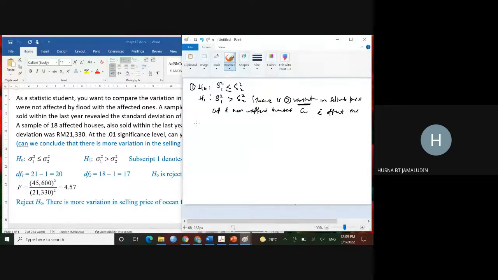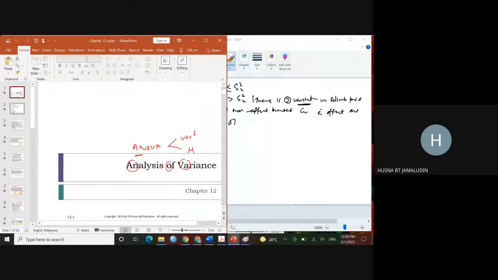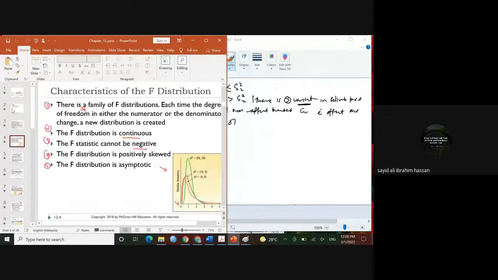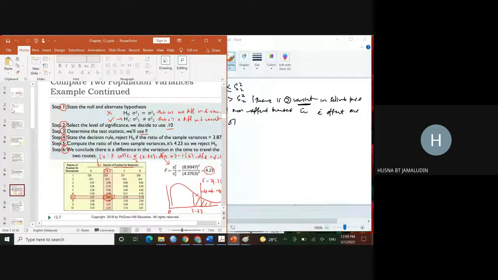And then the same thing, you have alpha 0.01, and then number 3, you have computed your F statistic, right? So I will skip this. Number 4, what is number 4? The CV. So tell me how to compute the CV. Anyone? Go to the F table. Yes, you have a few steps, right?